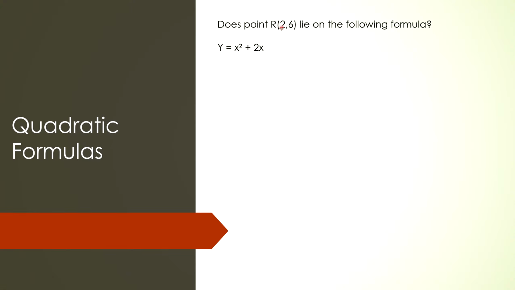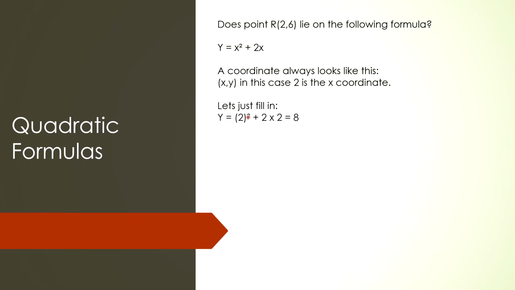So we have the x coordinate 2, we just fill it into the formula. We fill in the 2. So 2 to the power of 2 equals 4, plus 2 times 2 equals 4. 4 plus 4 equals 8. So we would get the coordinate 2,8. That isn't the same as our given coordinate. What does this say to us? Well, we know for a fact that this one lies on the graph or on the formula, and this one doesn't, since the y coordinate when you fill in x equals 2 should be 8.